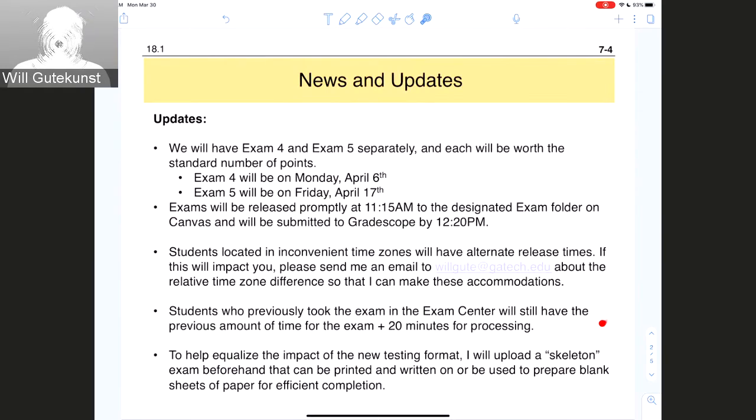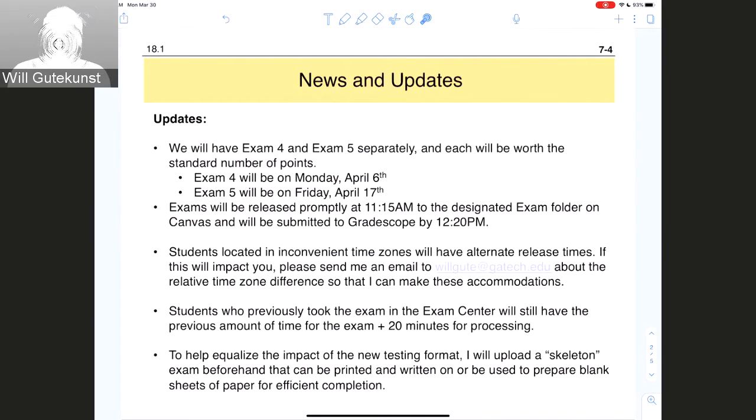If you previously were testing in the testing center, this won't impact you. You'll still be able to submit exams after the technical deadline, so you'll just submit them whenever is appropriate, and we'll go from there.